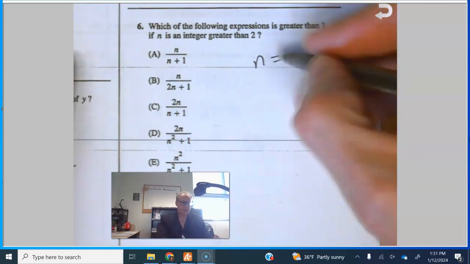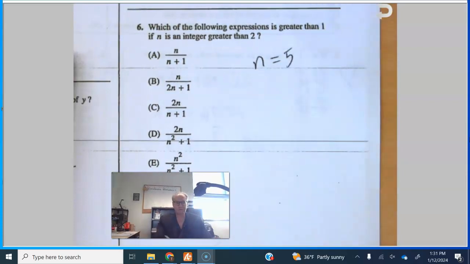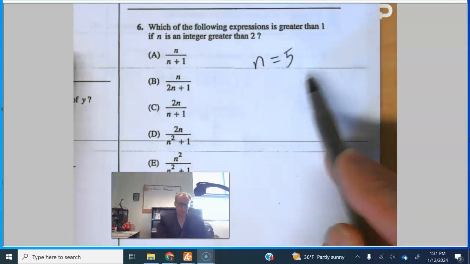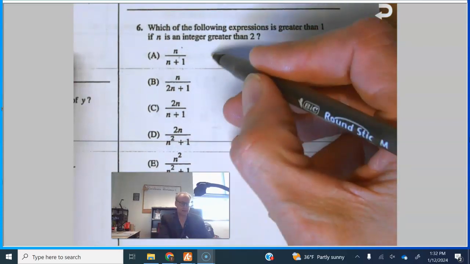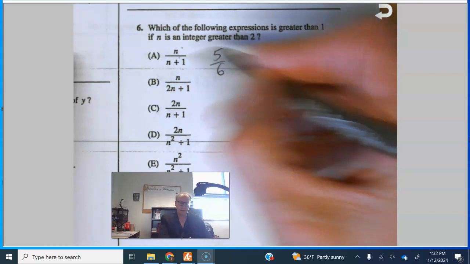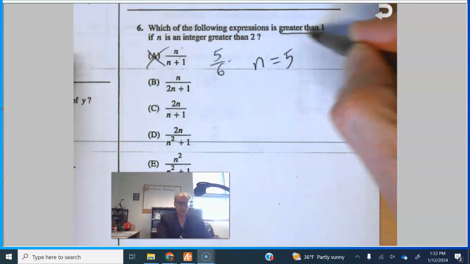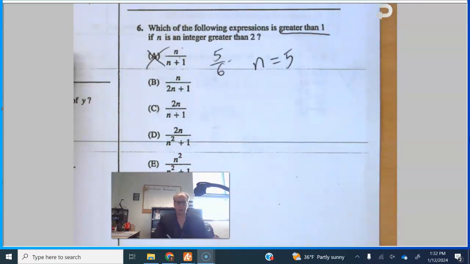Now, I told my students I picked 5. It makes no difference as long as n is bigger than 2. This is n over n plus 1, which is 5 over 6. That is definitely less than 1, because I'm looking for which one of the expressions is greater than 1.